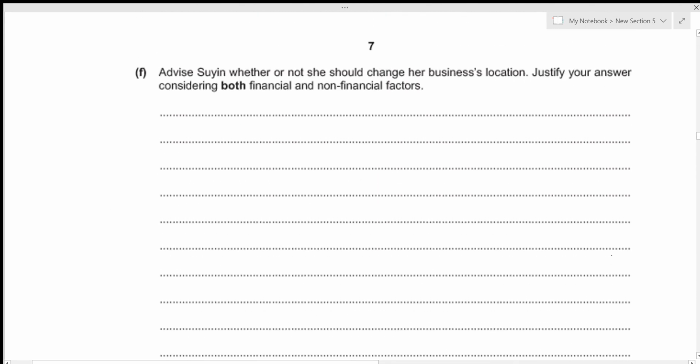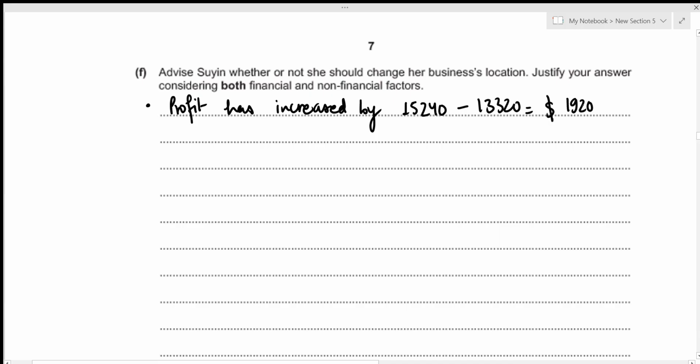Okay. So advise Suyin whether or not she should change her business's location. Justify your answer considering both financial and non-financial factors. So let's consider the financial factor first. So what you know is that profit has increased. Profit has increased by, we just need to subtract the amount. So the current or the increased profit is 15,240. And the previous profit was 13,320. So the profit has increased by 1,920. Now, the increase in profit is not that big, right? So that's just the difference of maybe 2,000. So we can write that down as well. Increase in profit is not big.